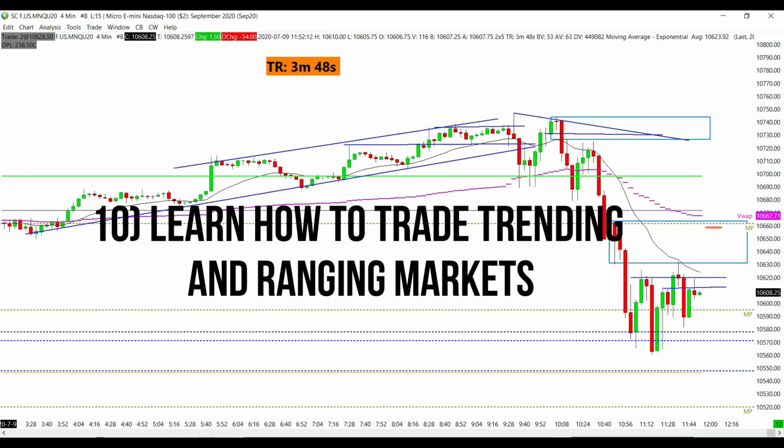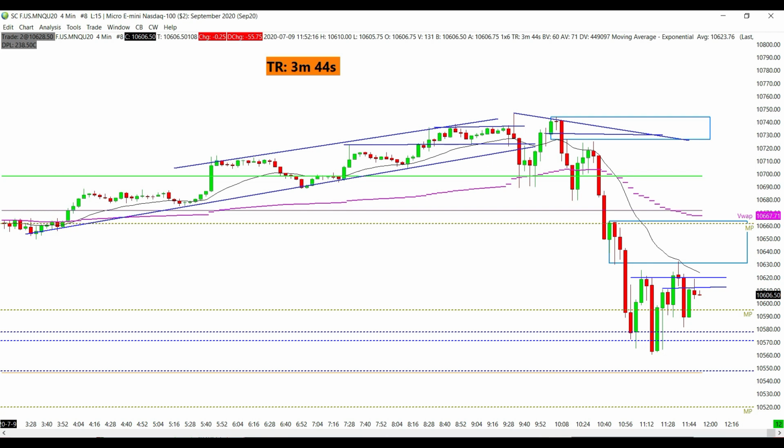Number 10, guys. Learn to trade trending and ranging markets. Now, this is a big one because most traders out here, okay, they only know how to trade the trend. They don't understand the ranging markets, okay? Me personally, I'm a day trader, so I have to understand how to trade ranging markets because if I don't, number one, the market's going to chop me up, and number 2, some days when it's slow, I have to trade these ranging markets, right?